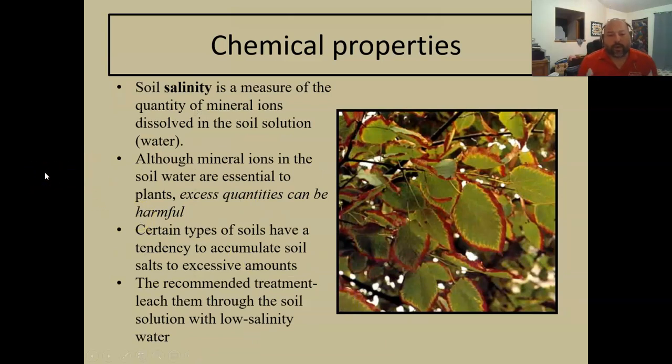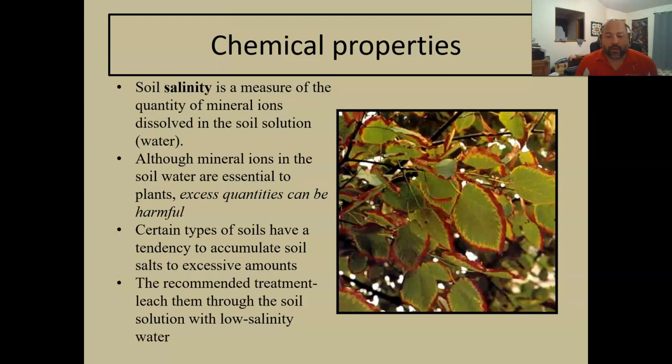Another thing that's important to look at is the idea of soil salinity. So how much salt do we have in the soil? Soil salinity is a measure of the quantity of mineral ions dissolved in the soil solution. Soil solution is just water. Mineral ions in the soil are essential to plants, but excess quantities can be harmful, which we talked about earlier with pH. And so with salinity, we're really measuring that idea. Do we have the right amount, or do we have excessive amounts?